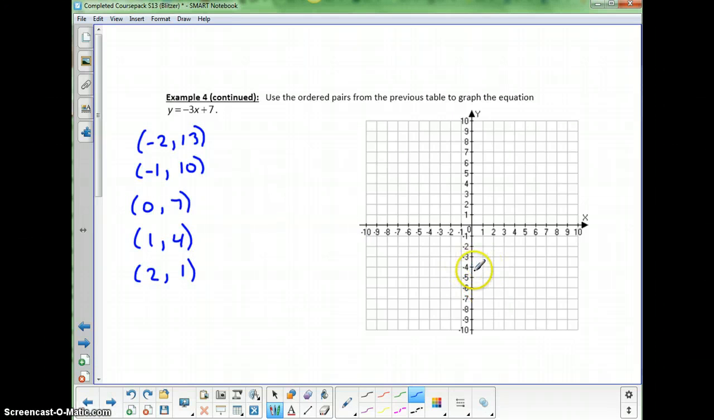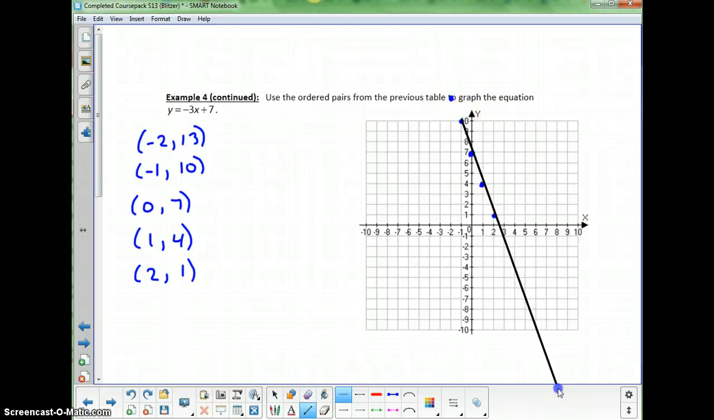Now let's graph each of those ordered pairs. The first one, negative 2, 13, is a little bit off the graph. I'll guess that it's about there. The next one, negative 1, 10, right here. 0, 7, right there. 1, 4, and 2, 1. Now we're going to connect these ordered pairs. Let me connect up to this one as well. There we go. Connect those ordered pairs, and you can see a line is forming.